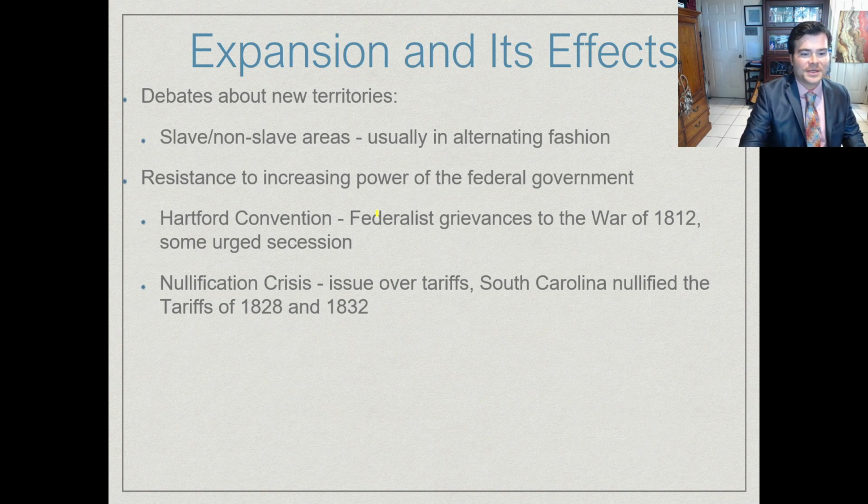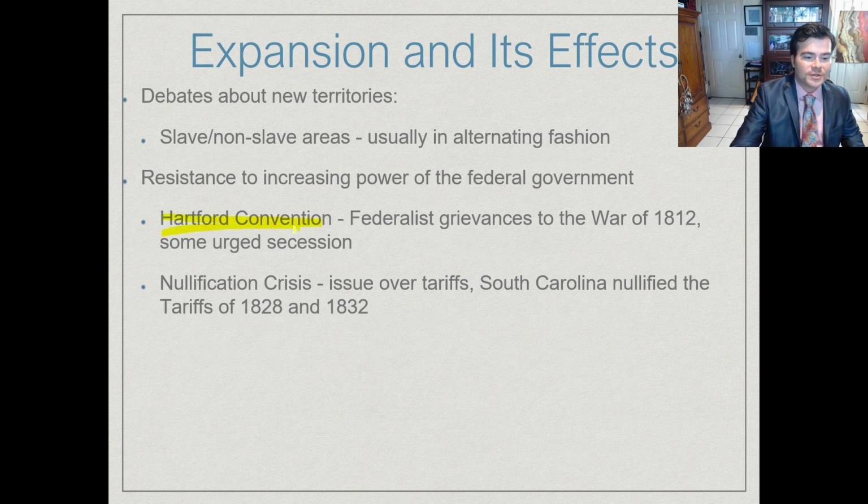Oh God, he's scary looking, but that's John C. Calhoun. He was a really racist, pro-slavery guy from the South. Okay, debates about new territories, slave versus non-slave areas, usually in alternating fashion. Resistance to the increasing power of the federal government. The pro-slavery southern region is going to be like, well, the federal government's getting too powerful.